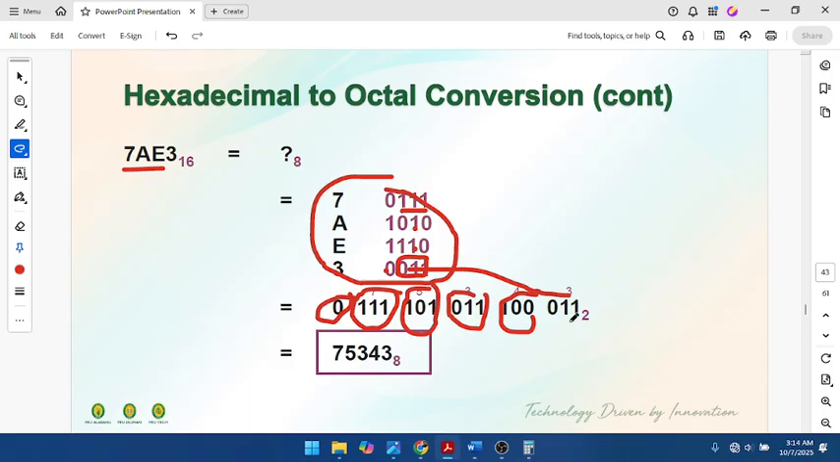So if we get this, 1 plus 2, we get 3. 1, 2, 4, we get 4. 1, 2, we get 3. 1, 0, 1: 1 plus 4, we have 5. 1, 1, 1, we get 7. So meaning 75343 base 8.